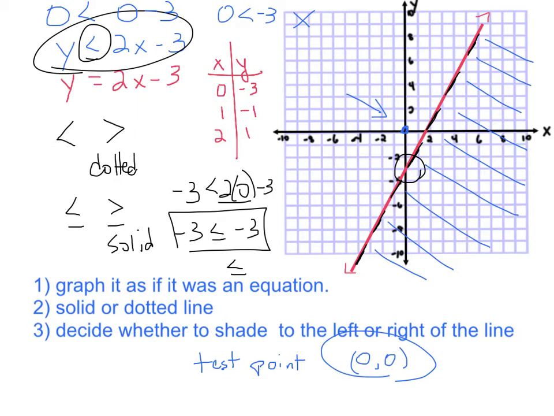Now, if (0, 0) had worked, we would just shade the left side of the line, right? If (0, 0) works, we shade the side that (0, 0) is on. If (0, 0) does not work, we shade the side that it's not on.